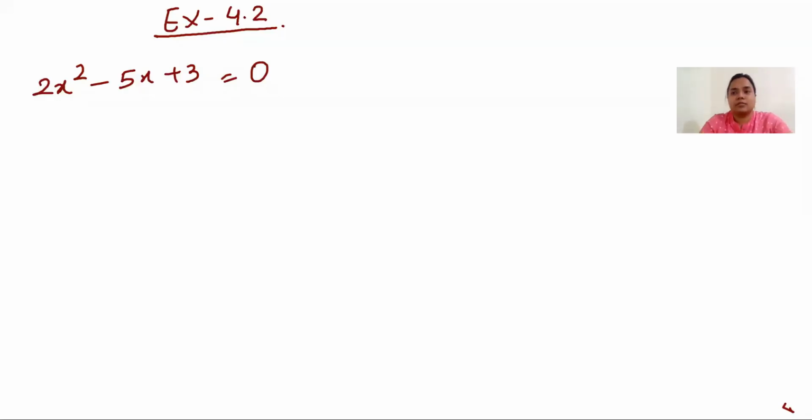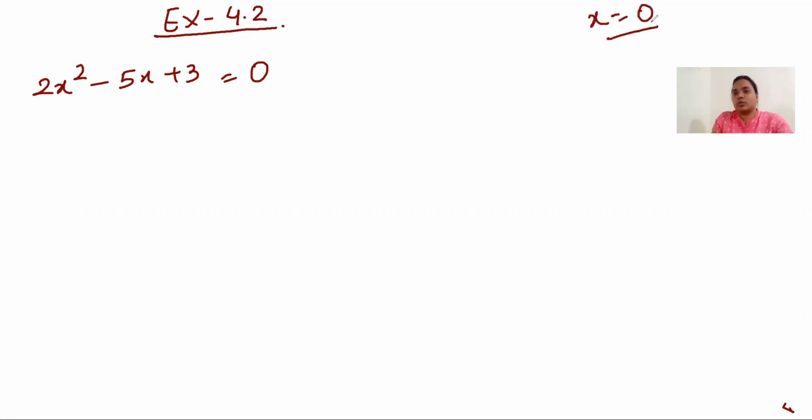In exercise 4.2, basically we have to deal with the zeros, or the values, of the equation. What does that mean? Suppose you are given an equation. Let's take an example like this: 2x square minus 5x plus 3 is equal to 0. If I ask you what is the zero of this equation, or what is the value of this equation, it means that we have to find a value of x such that whenever I substitute that value here, I will get 0.